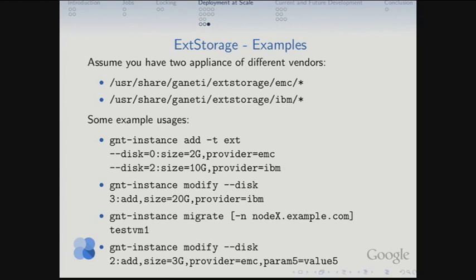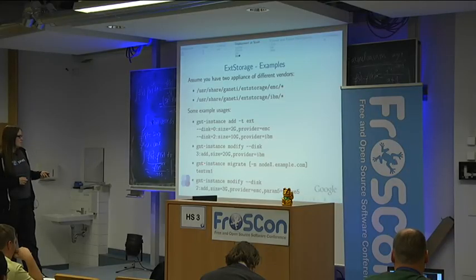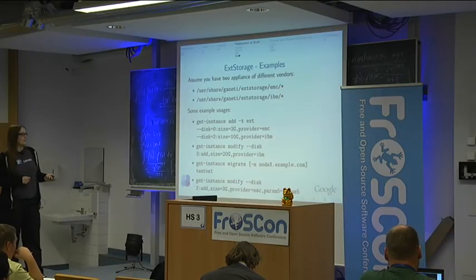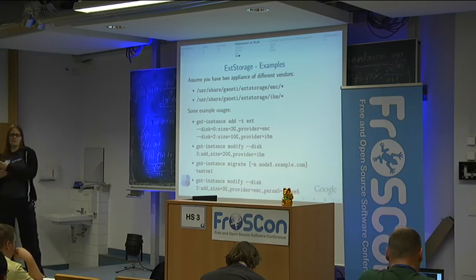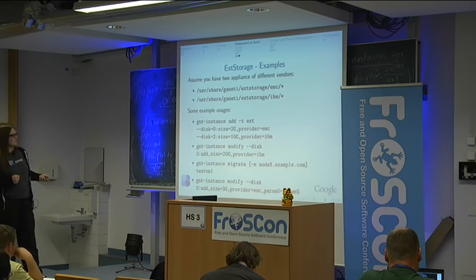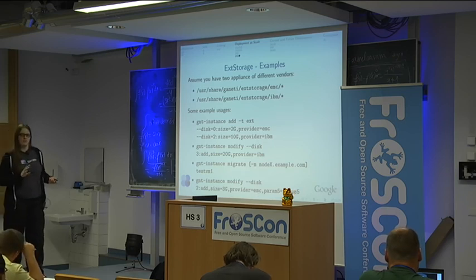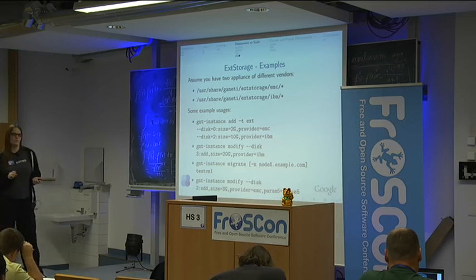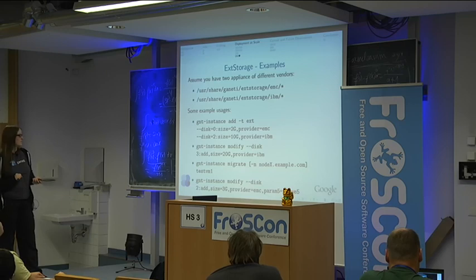And this actually works, so that you can run instances with two disks on two different appliances. It's actually really well integrated in the Ganeti workflow, so you can modify things on the disk, like shrink or grow it, depending on whether it's supported. You can migrate instances, and since it assumes that all your nodes are connected to this storage, it's quite easy and quite fast to migrate nodes. And as I said, you can add more parameters that Ganeti doesn't know. It doesn't interpret them, it just forwards them to the provider script. So this is just an example here.